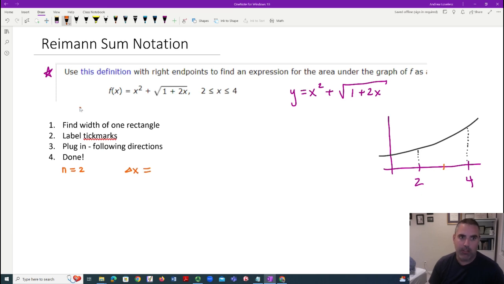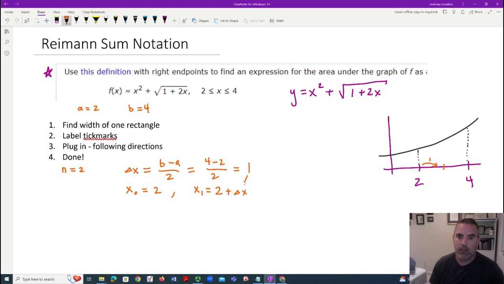So step 1, the left endmost point is 2. The right endmost point is 4. That's what A and B are. So B minus A over 2. Let's just double check that this works, to maybe help you when you go to do a more general thing. So I'm getting 2 over 2, I'm getting 1. And then I talked about labeling your tick marks. So x0, the leftmost tick mark, is 2. x1, you get by adding 1 width. The width is just 1, so this has to be 3.